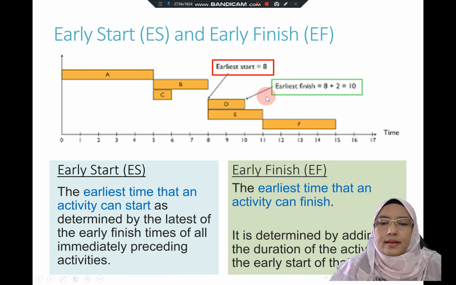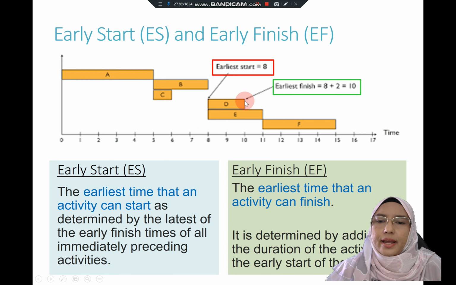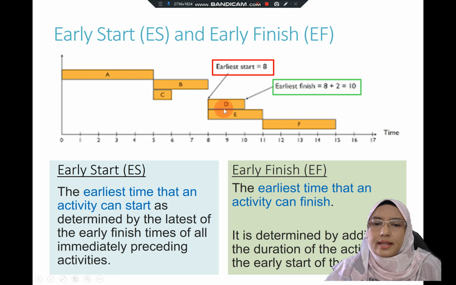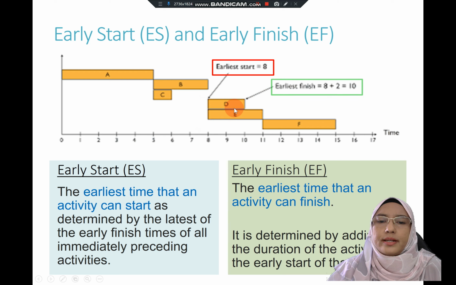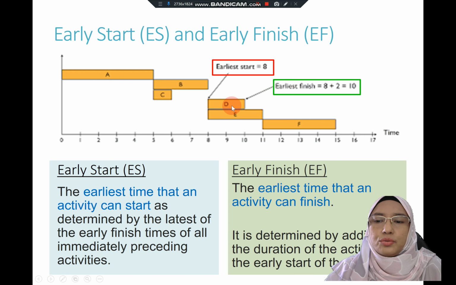The early finish of activity D is found by adding the duration that the activity requires to complete. In this case, activity D requires 2 weeks. So by adding 8 plus 2 weeks, activity D can complete as early as week 10.